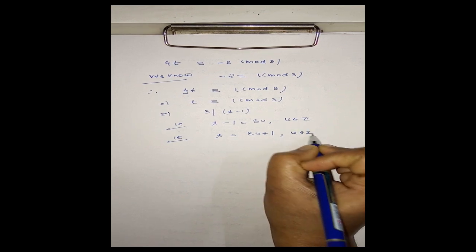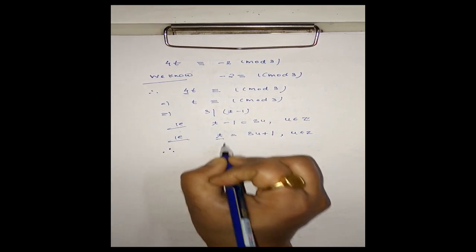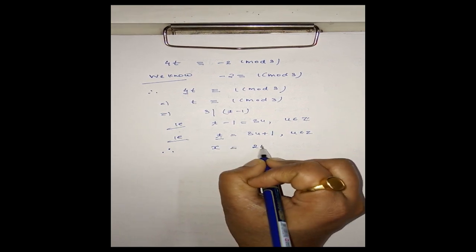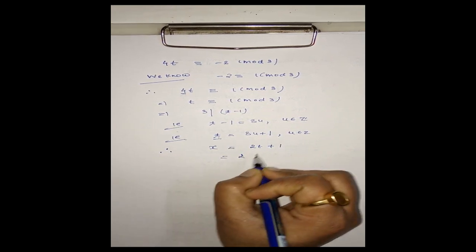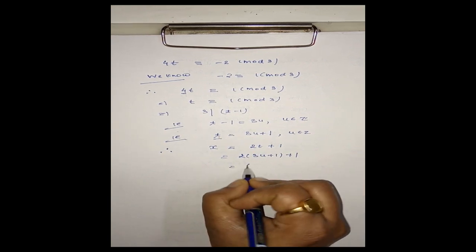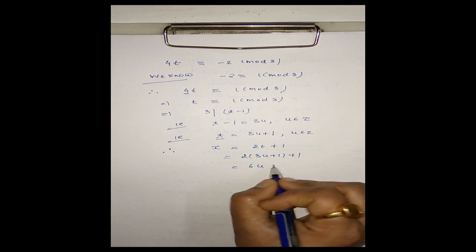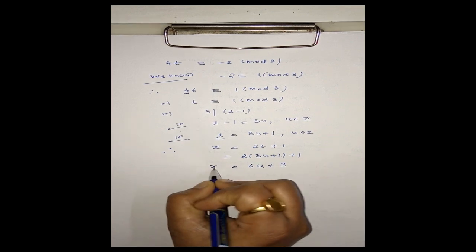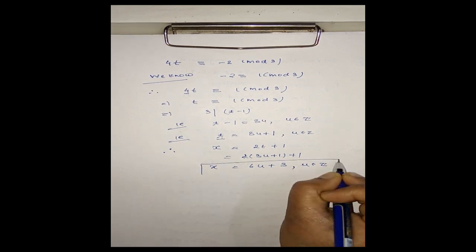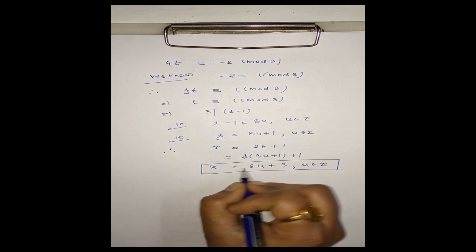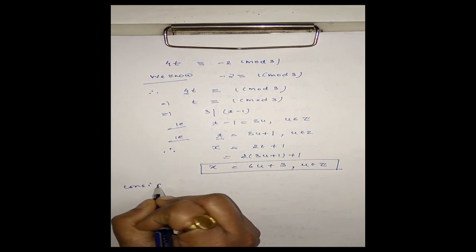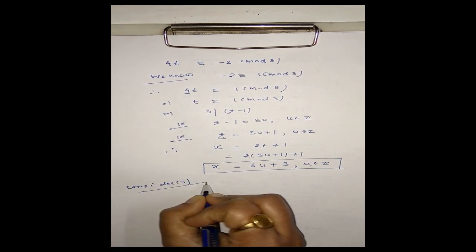Therefore, substituting the value of t in x, which was 2t plus 1, we get 2 into 3u plus 1, plus 1. That is 6u plus 2 plus 1, which is 3. Therefore, x is equal to 6u plus 3, where u is an integer. Now we will substitute the value of x in congruence 3. Consider the third congruence.